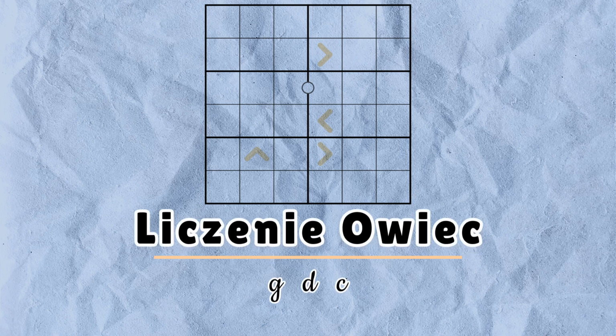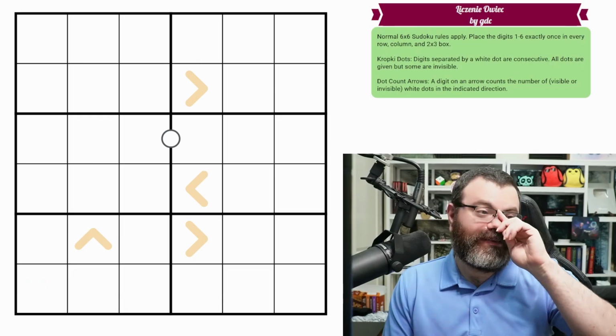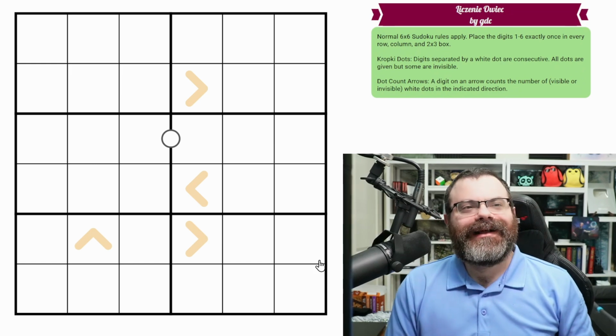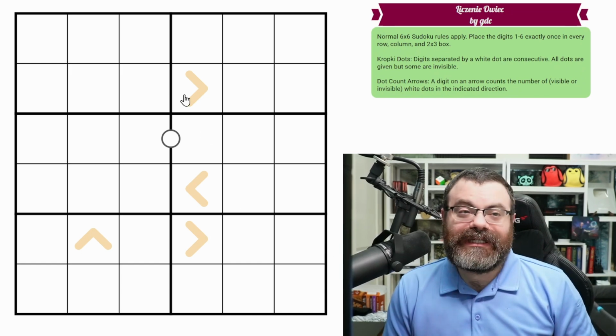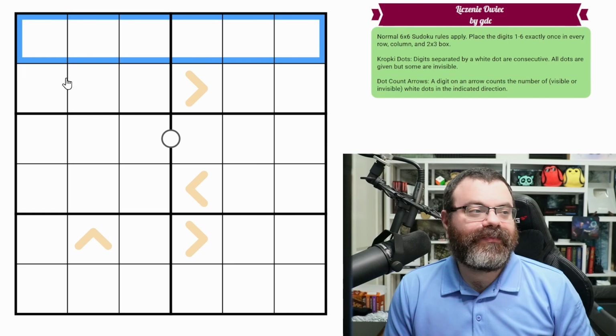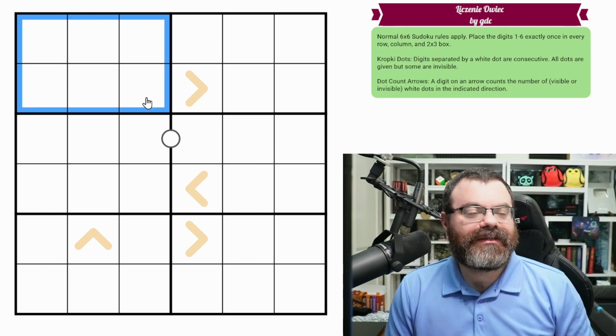Hello, let's continue our Sudoku adventure with Liczenie Owiec by GDC. It means counting sheep in Polish. All right, so we have normal 6x6 Sudoku rules. So in each row, each column, and each 2x3 box, we are placing the digits 1 to 6 exactly once each.